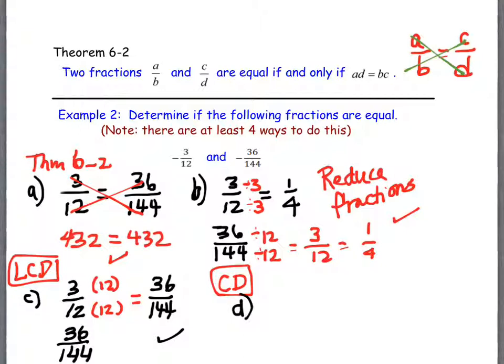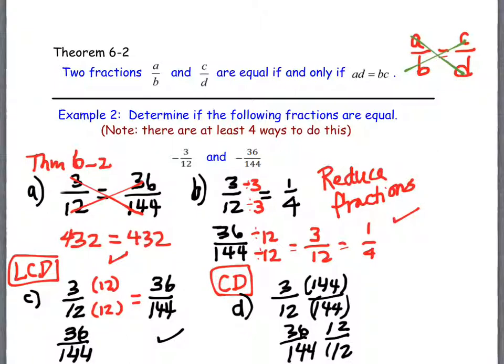So the way that you do a common denominator is you simply multiply the denominators by each other. It's not terribly efficient in this example, but it works. So we can take 3 over 12 and 36 over 144, and we can multiply the first one by 144 over 144, and the second one by 12 over 12. You're just multiplying by the denominator that's not there.